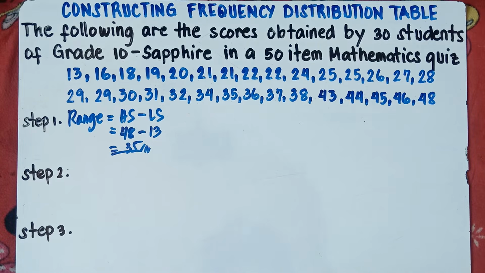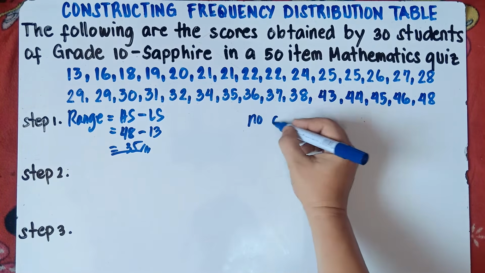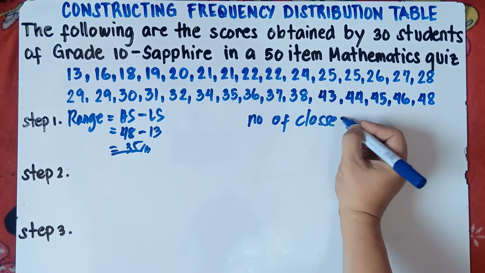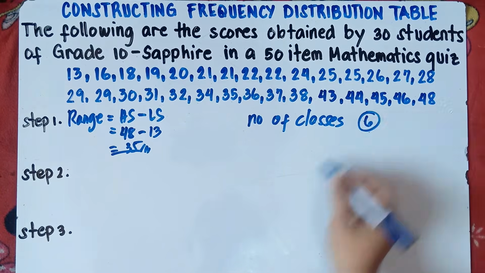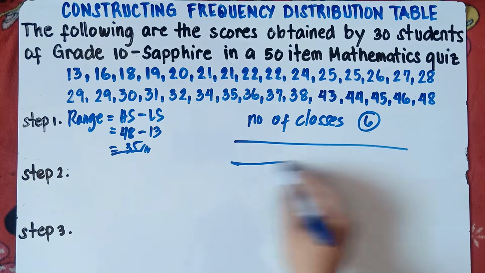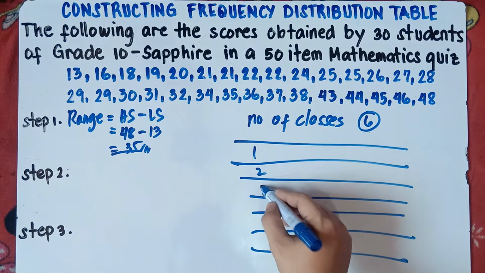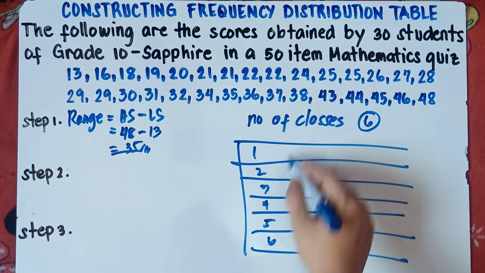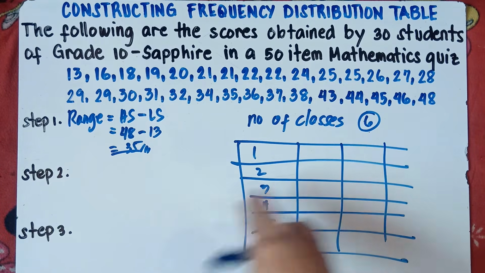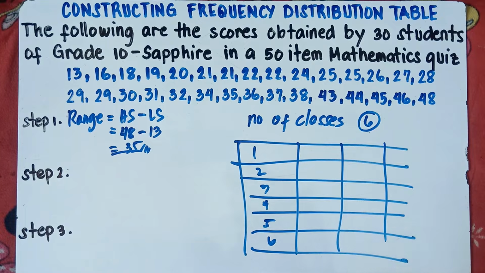What do you mean by the number of classes? The number of classes represents how many rows you will make on the table. There are some cases where the teacher will give you the number of classes. Example, the number of classes is 6. Therefore, you will make 6 rows: 1, 2, 3, 4, 5, 6. So that's the meaning of the number of classes: how many rows you will make on the table.